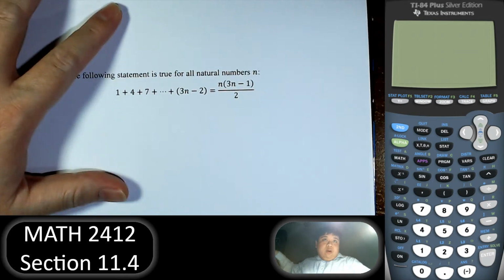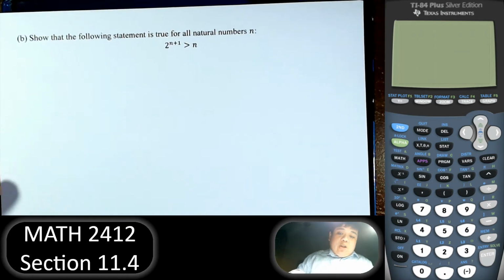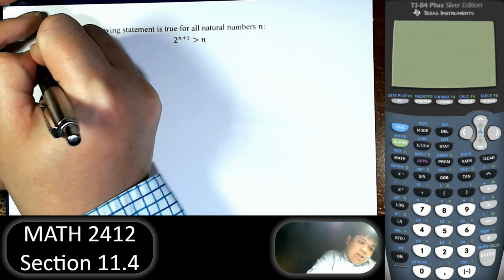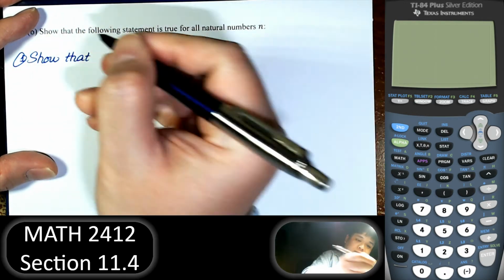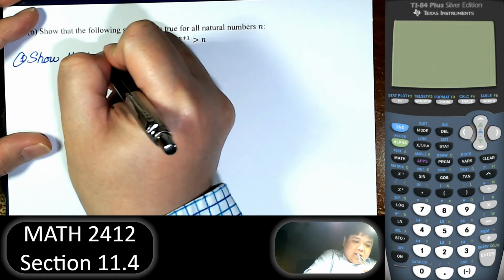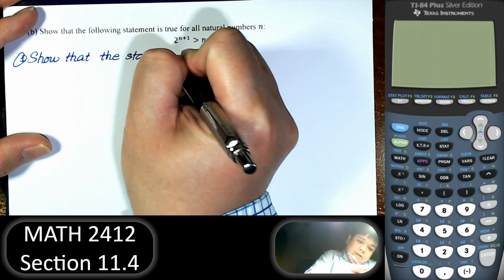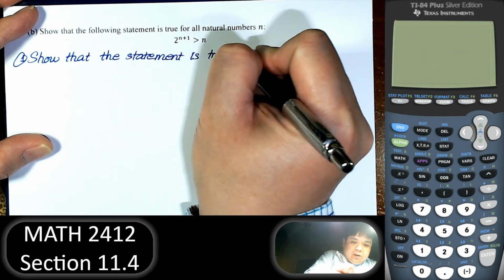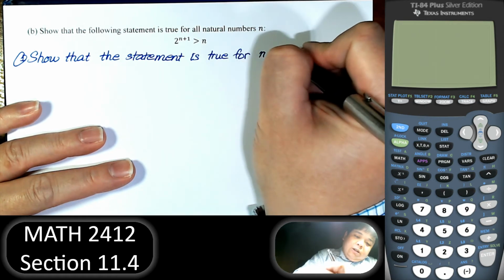I'm just going to do one more. I'm not going to do this one. This one is similar to the first one. So 3 statements. The first one, I show that this is true, that the statement is true for n equal to 1, right?